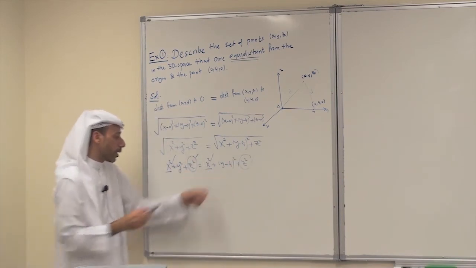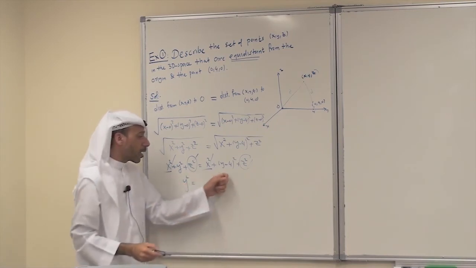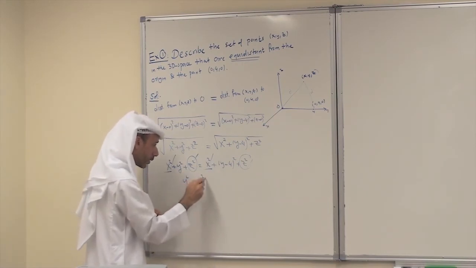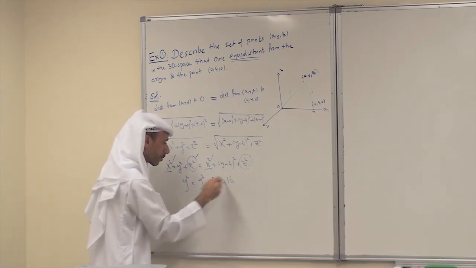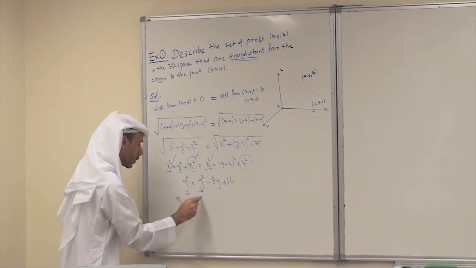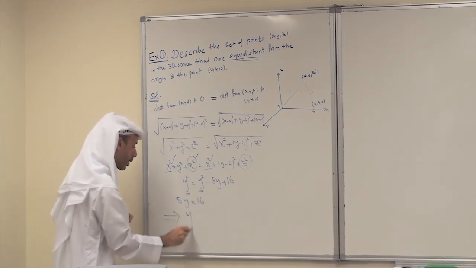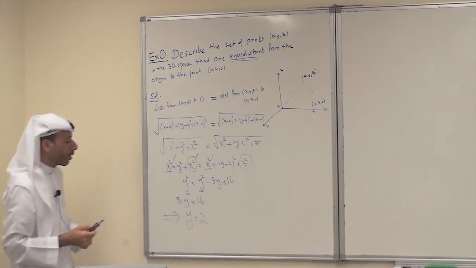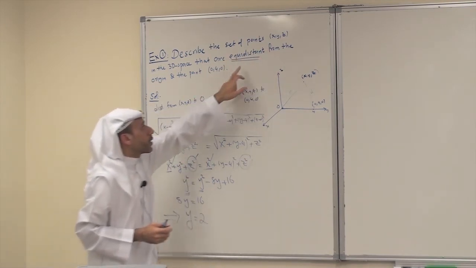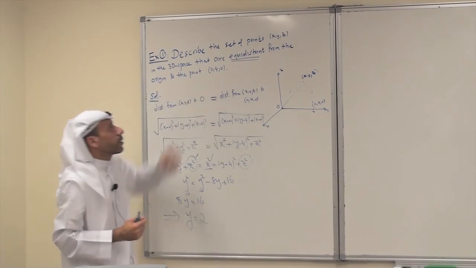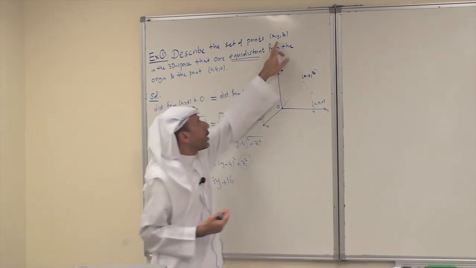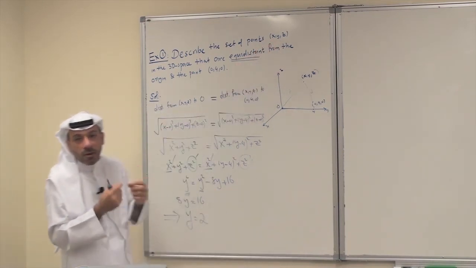What remains is y squared and y minus 4 squared. If I expand this, I get y squared minus 8y plus 16. If I cancel y squared, I get 8y equals 16, and hence y equals 2. So this means the points x, y, z in space that are equidistant from the origin and the point, these points satisfy y equals 2, i.e. the y coordinate of this point is always 2.